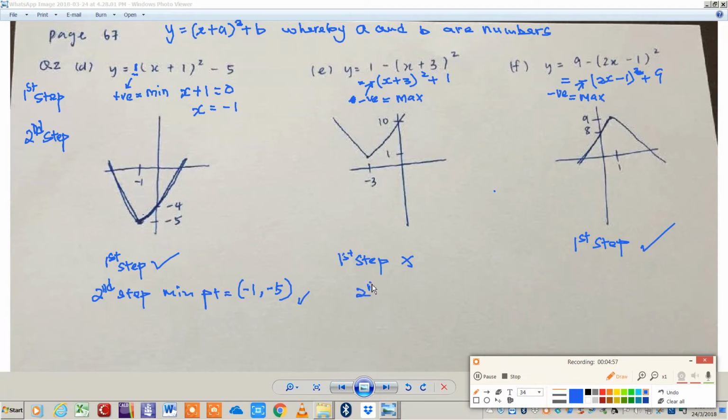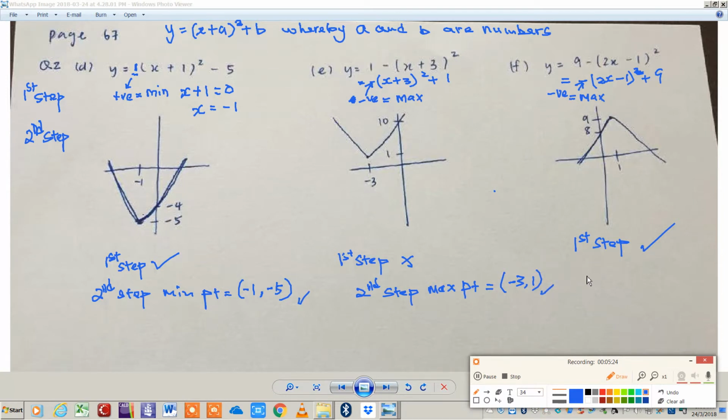Similarly, your second step here, in this case, it's a maximum curve. Your maximum point, okay, is equal to minus 3. You got it correct. And then this plus 1, you got it correct. Okay. So this is actually minus 3 and 1. And you got this correct.